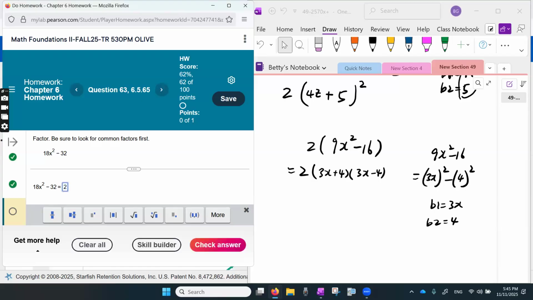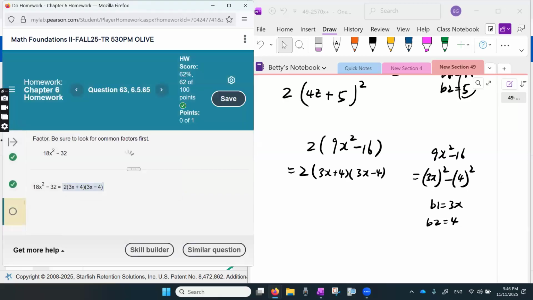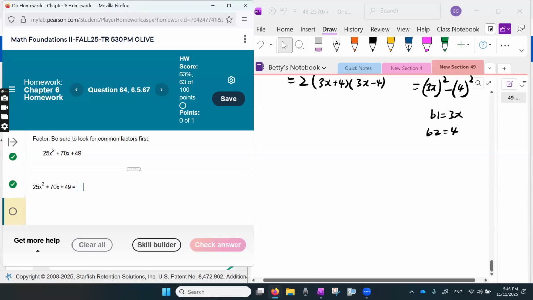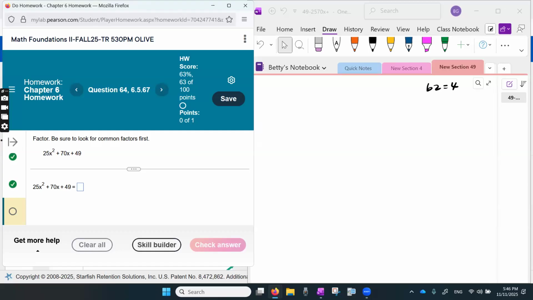So 2 times parentheses 3x plus 4, 3x minus 4, right? Basically, those set of problems, you factor out GCF and you have a special binomial or trinomial inside the parentheses. And this one is a perfect square trinomial. Yeah, GCF is 1. There's nothing we can factor out.